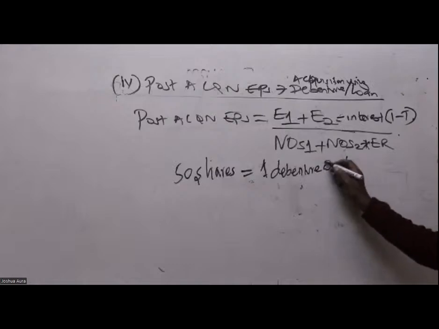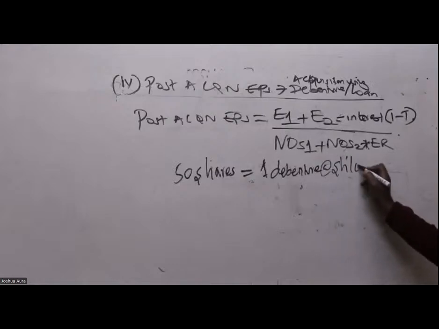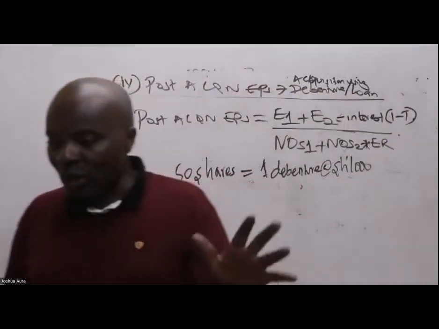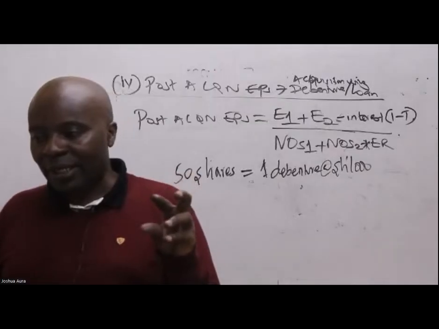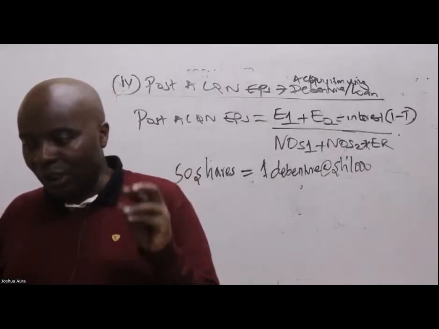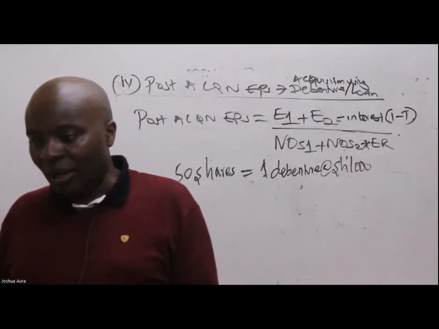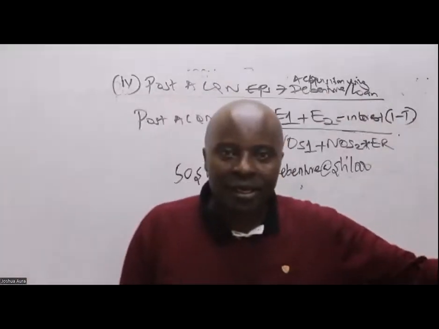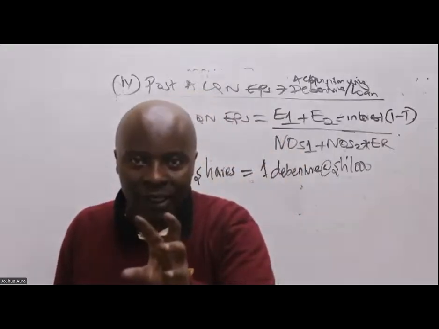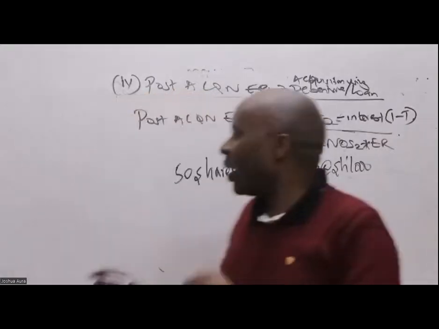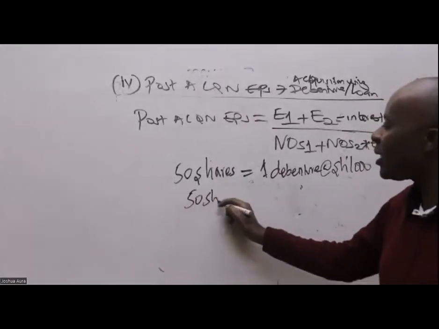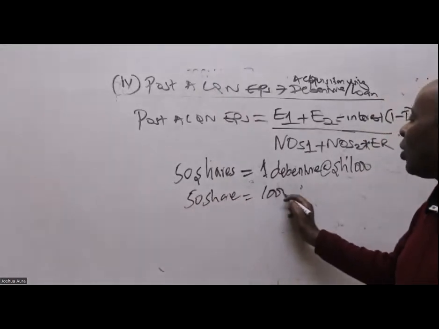And each debenture is worth how much? Each loan instrument is worth how much? Are we together there? I don't think we are together, and we're almost finishing 1,000. They will give us 50 shares, and in its equivalent, we shall give them one debenture, each going for 1,000. So this is the same as saying for 50 shares, we shall give them a loan of 1,000.